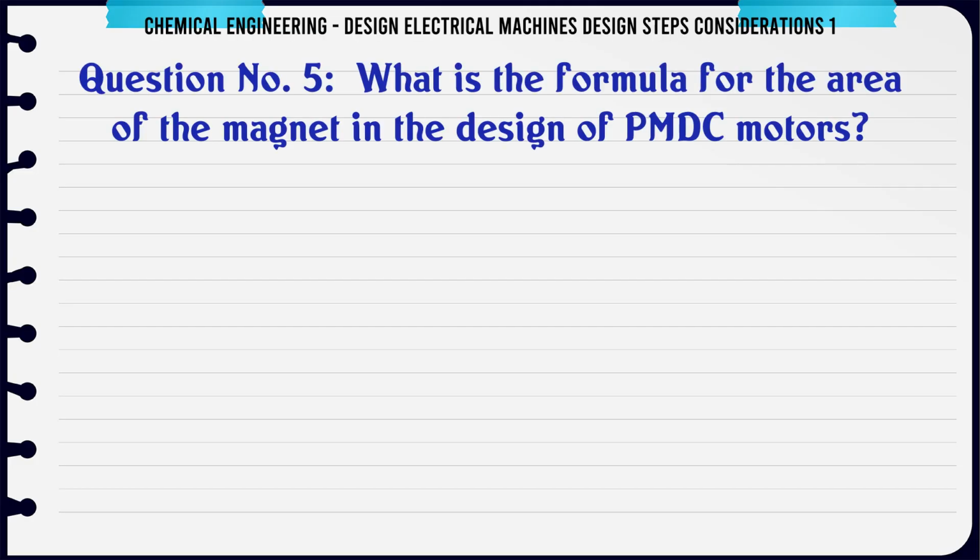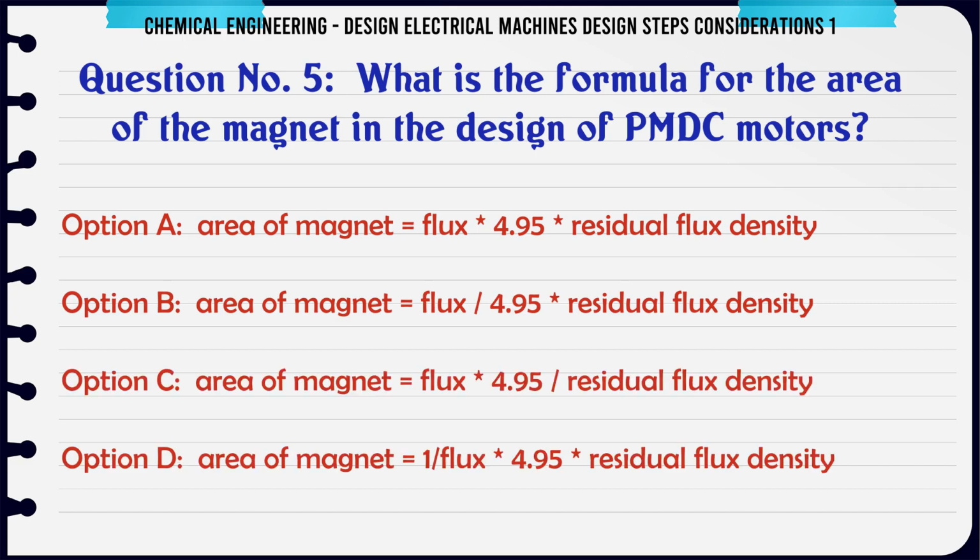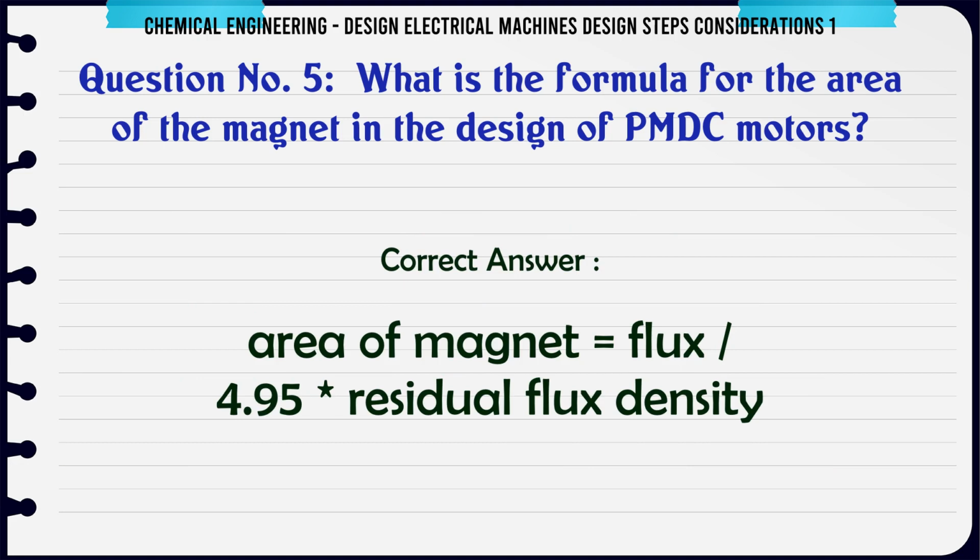What is the formula for the area of the magnet in the design of PMDC motors? A. Area of magnet = flux / (4.95 × residual flux density). B. Area of magnet = flux / (4.95 × residual flux density). C. Area of magnet = flux / (4.95 × residual flux density). D. Area of magnet = 1 flux / (4.95 × residual flux density). The correct answer is area of magnet = flux / (4.95 × residual flux density).